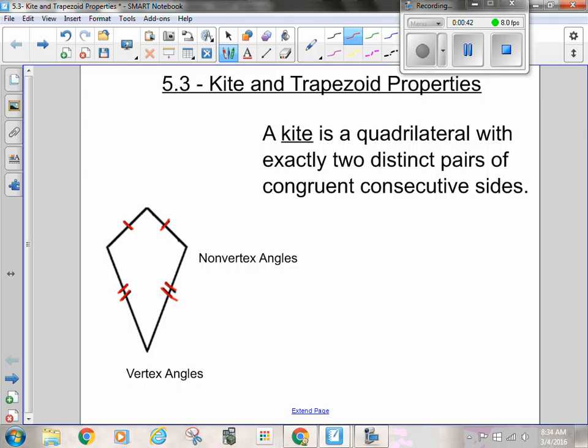Okay, then we have some angles in here. We call the ones between the consecutive congruent sides our vertex angles. And then we call the ones that are between the non-congruent sides the non-vertex angles. So we're going to refer to both of those.